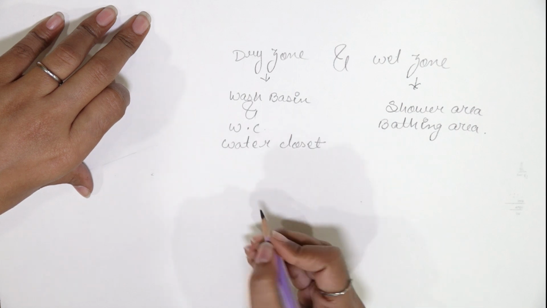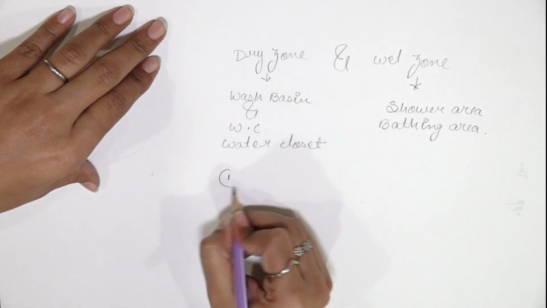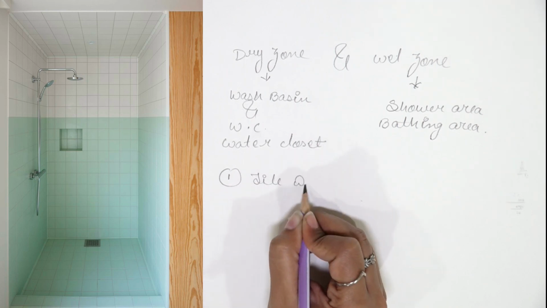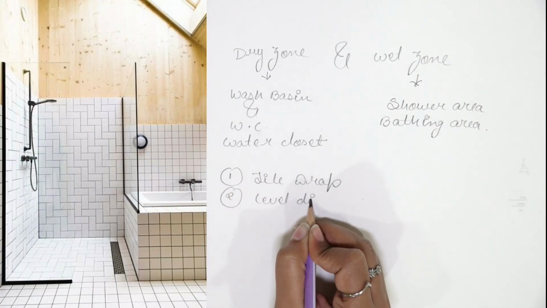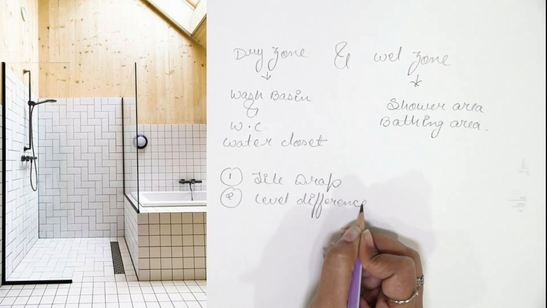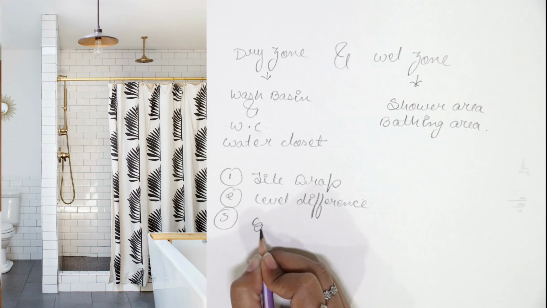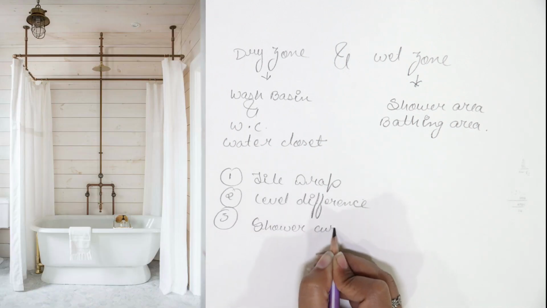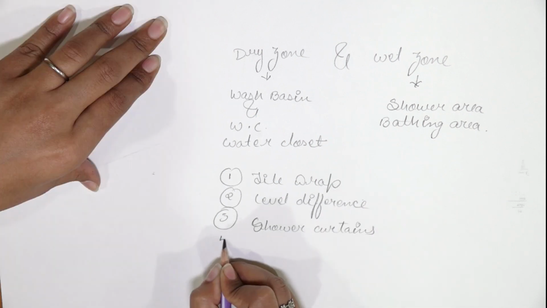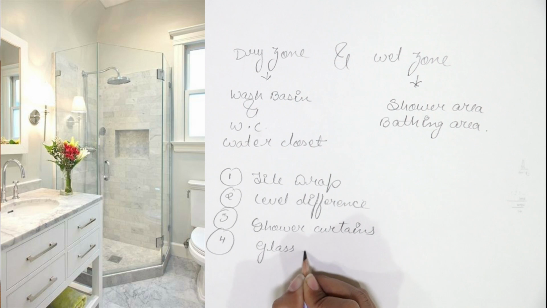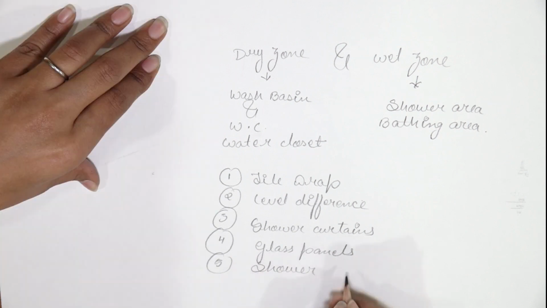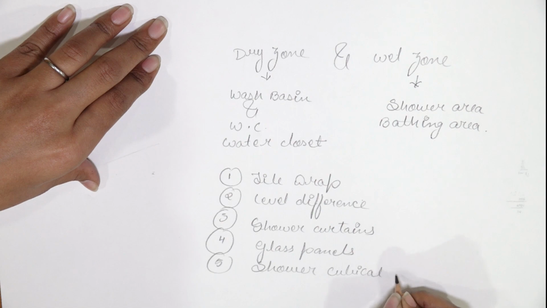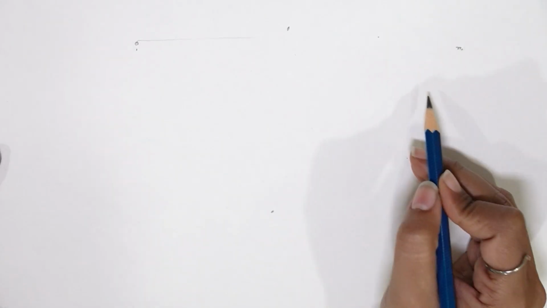You can usually do this with the help of different methods like first, a tile drop, second, a level difference, third, shower curtains, fourth, glass panels, fifth, shower cubicle, etc. Now the next point is you should always avoid intersections of these three areas. Let me show you with the help of a sketch.